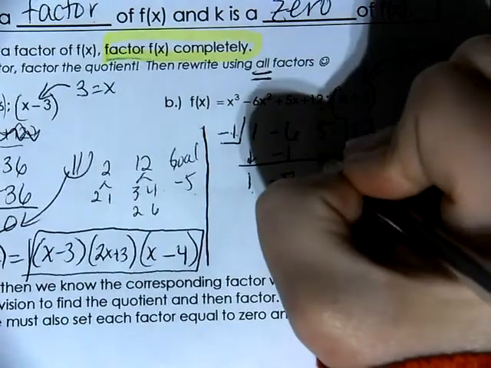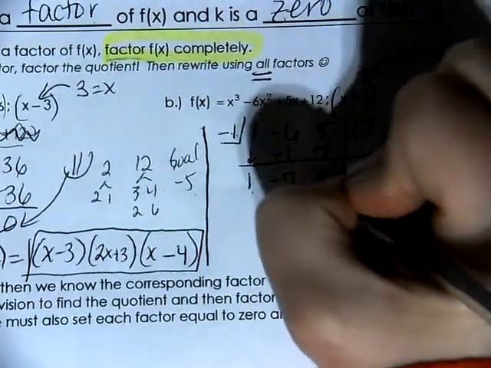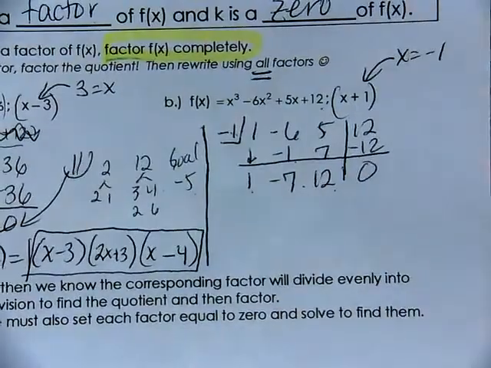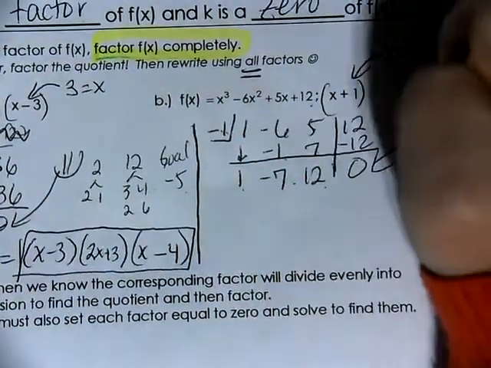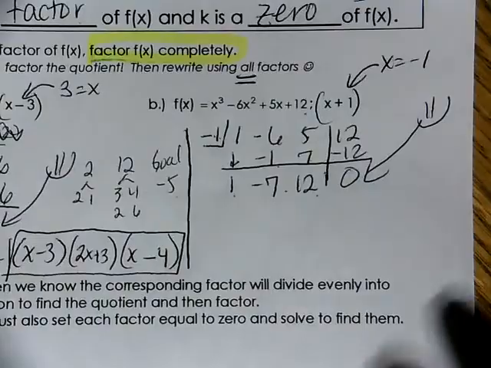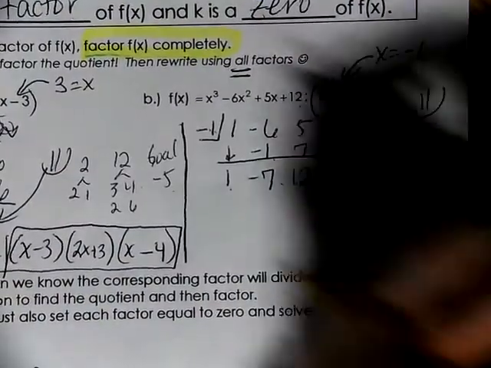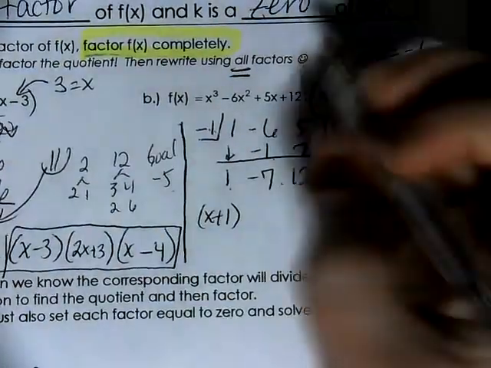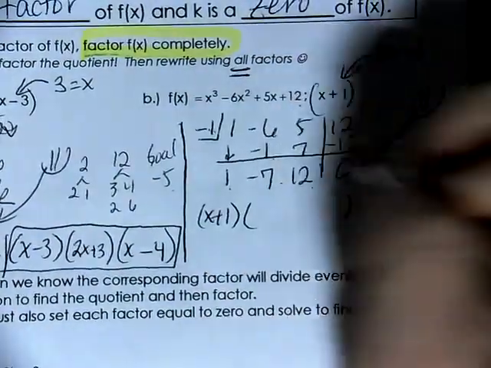Negative 1 times negative 7 is 7. 5 plus 7 is 12. Negative 1 times 12 is negative 12. 12 minus 12 is 0. Woohoo! I ended up with a remainder of 0, which is exactly what I wanted. So I'm going to write down x plus 1. It's part of my answer, but now I'm going to write down my quadratic.